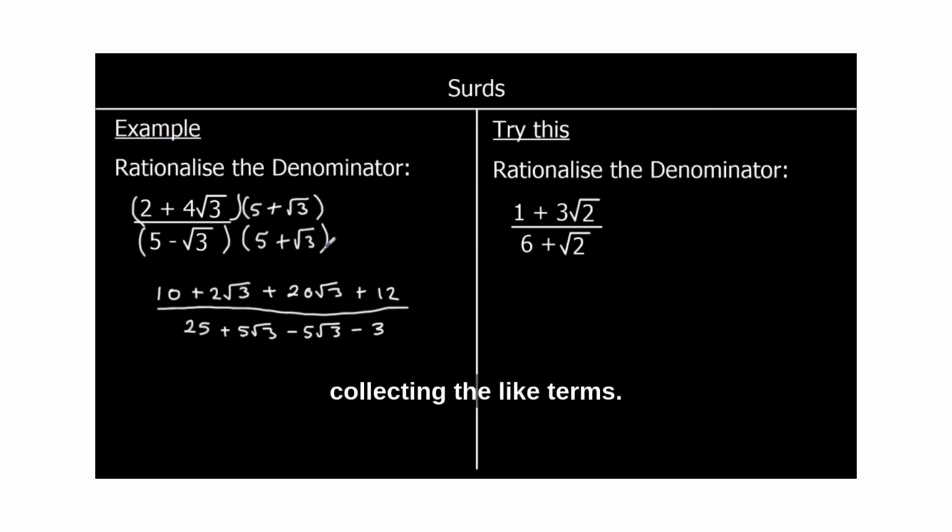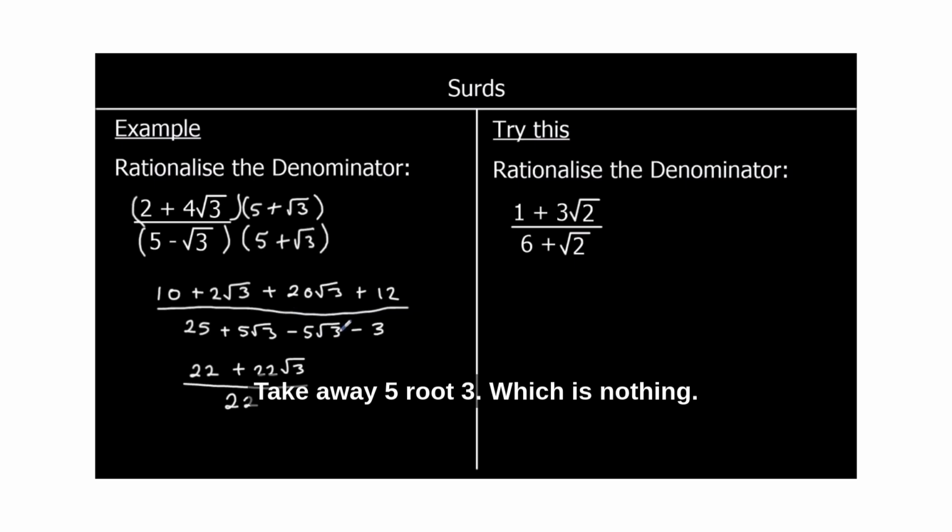So collecting the like terms, so on top I've got 10 plus 12, which is 22. And I've got 2 root 3s plus 20 root 3s, so that's 22 root 3s. On the bottom, I've got 25 take away 3, which is 22. And I've got 5 root 3 take away 5 root 3, which is nothing. So that cancels out. So I've got 22 plus 22 root 3 over 22.